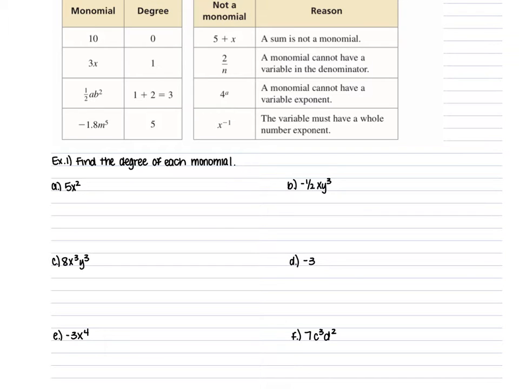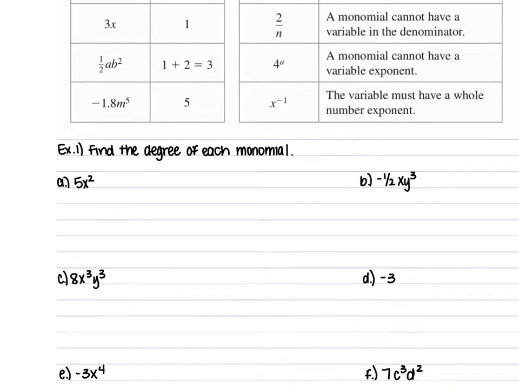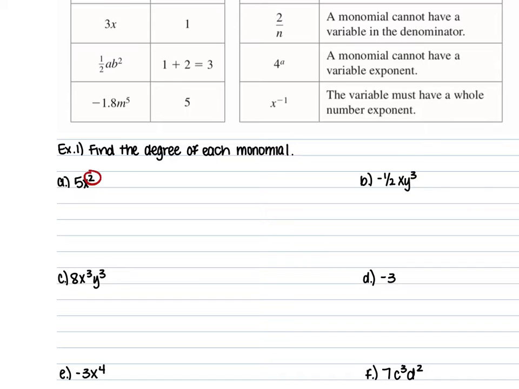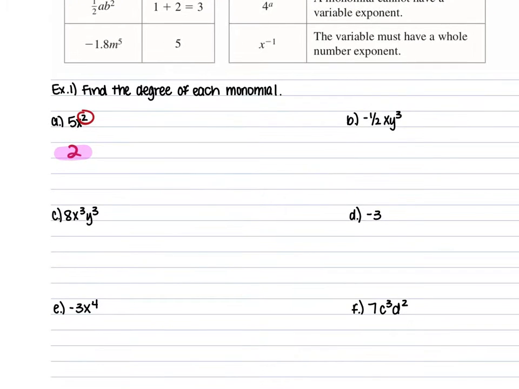So if we look at the first set of examples, we're just finding the degree of each monomial. For a, we're given 5x squared. So automatically, that 2, that's your power, is your degree. For b, we have negative 1/2 xy cubed. Well, the x has an invisible 1 on it, so we would add the 1 and the 3 to get a degree of 4. For c, we have 8x cubed y cubed. So the 3 on the x and the 3 on the y we add to get a degree of 6.